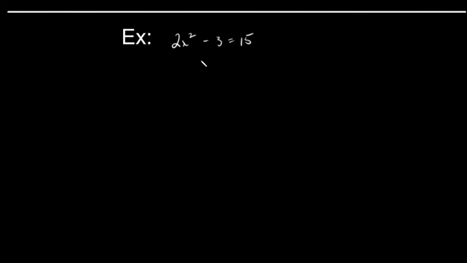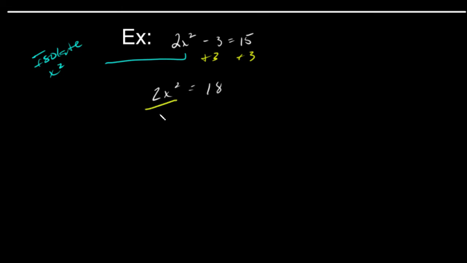Here you want to get the variable, the x, by itself. So you need to get the 3 to go away and the 2 to go away. You want to add 3 to both sides, to isolate x squared. You get 2x squared equals 18. And then you divide by 2 on both sides, and you get that x squared equals 9.